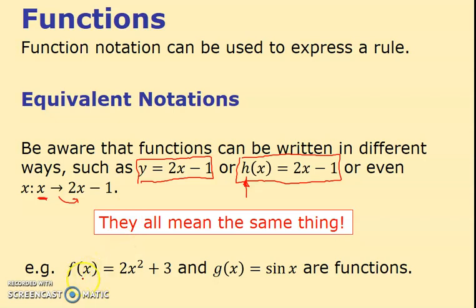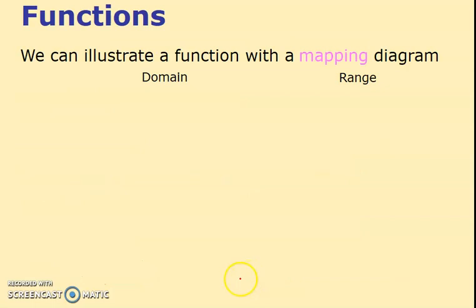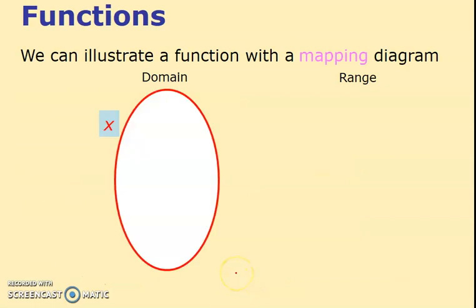So here's one function, f of x is 2x squared plus 3. Here's another function, g of x is sine x. They're just functions. It's just a name for them. So back to domain and range. These are the domain, the numbers that can go into this function.